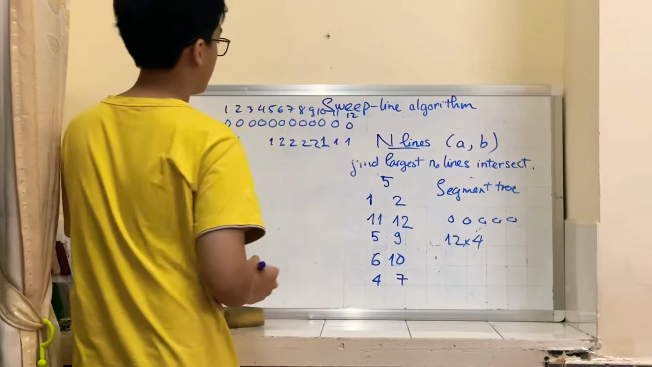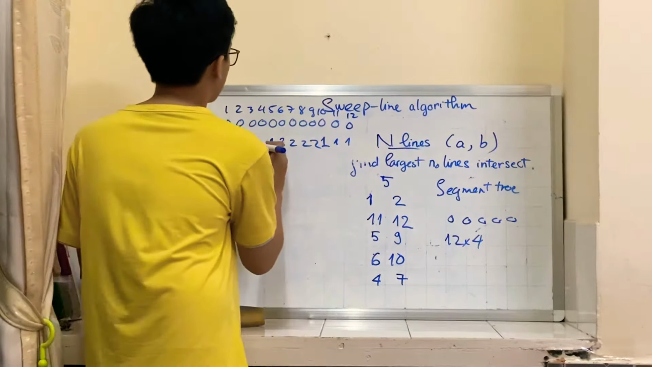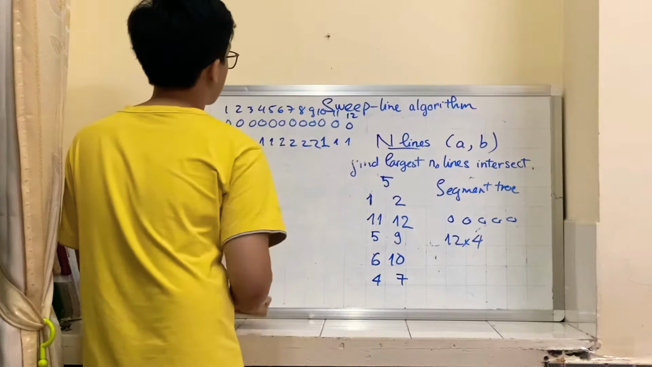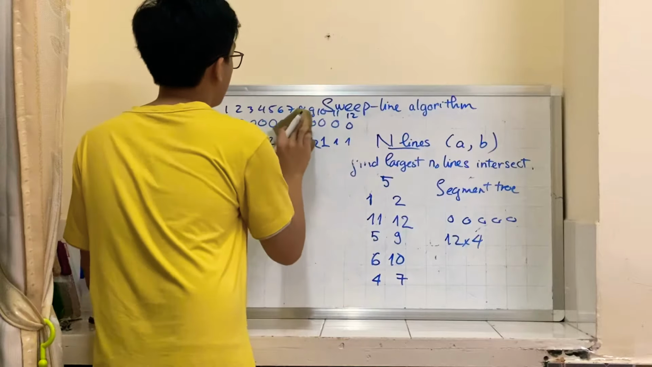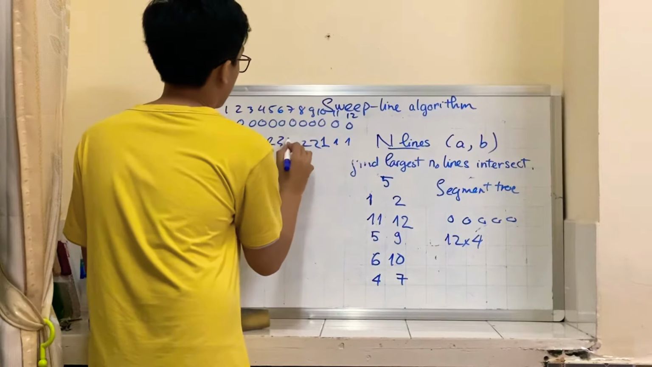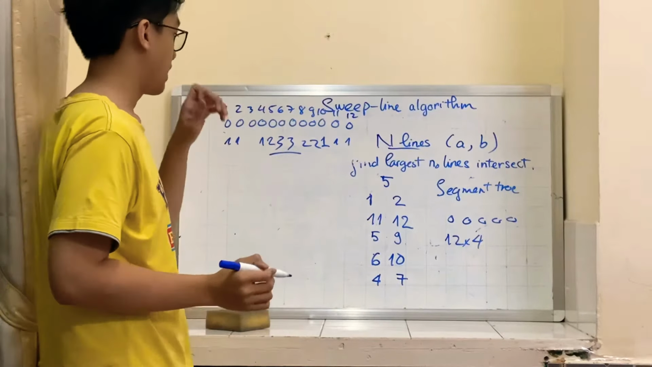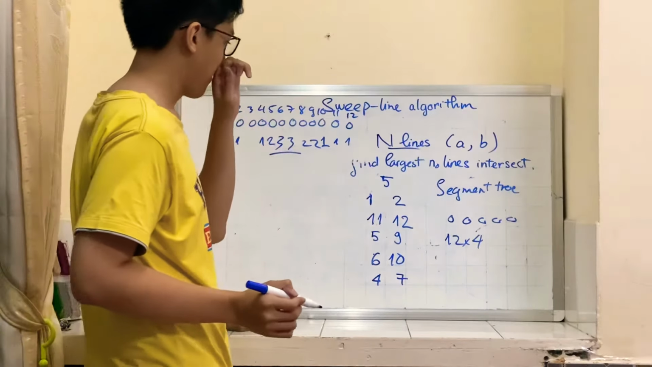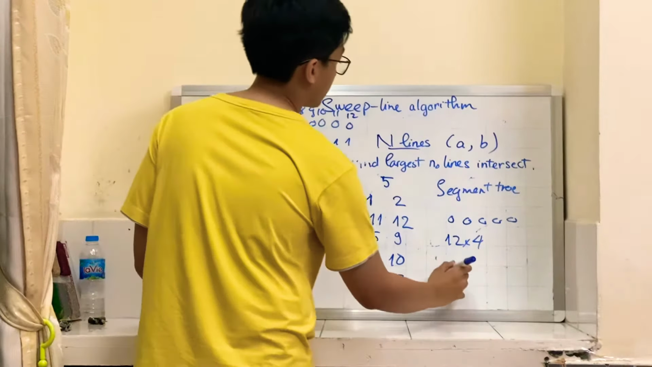We increase the value by 1, 2 by 1. And from 4 to 7, we increase the value by 1. So it will be 1, 2, 3, 3. So this is the largest segment that intersects, and using a segment tree, the time complexity will be n log n.